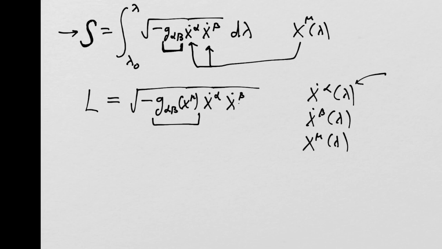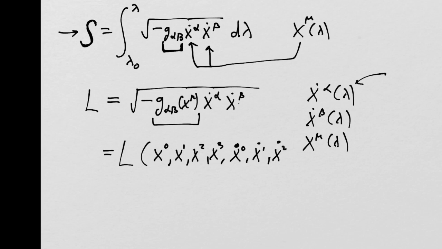So if we express this in terms of how we were looking at normal Lagrangians, we say this is a function of x0, x1, x2, x3, x0 dot, x1 dot, x2 dot, and x3 dot; lambda. Sometimes they like to put a semicolon because they don't want you to confuse lambda with these. These are the generalized coordinates, these are the generalized momenta, and lambda is the ultimate parameter, which is usually time in classical mechanics.